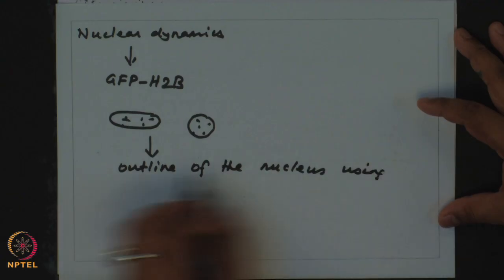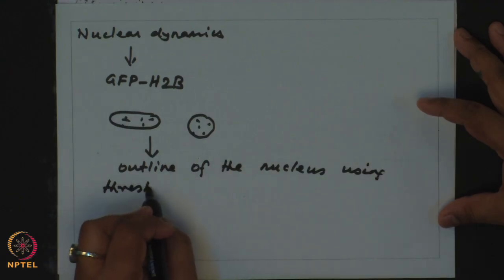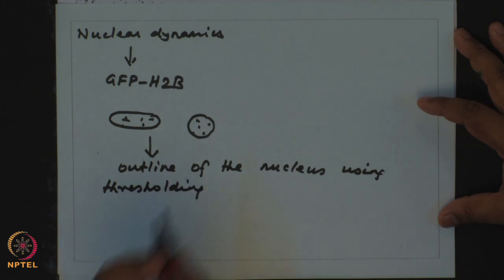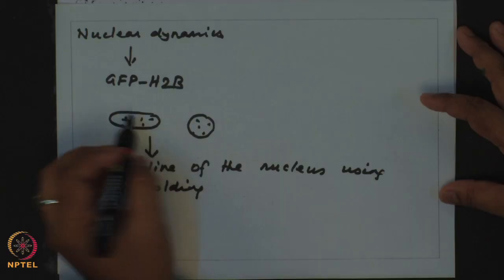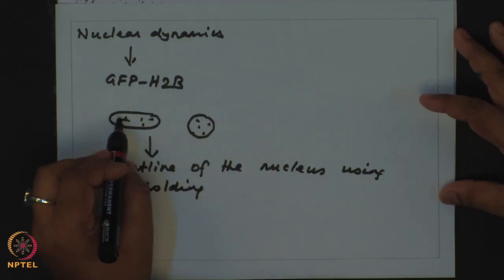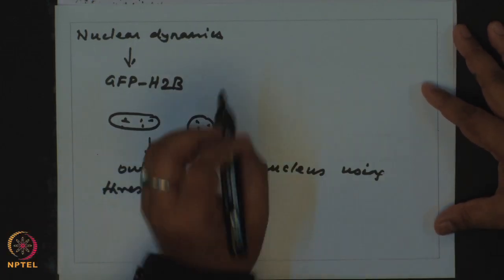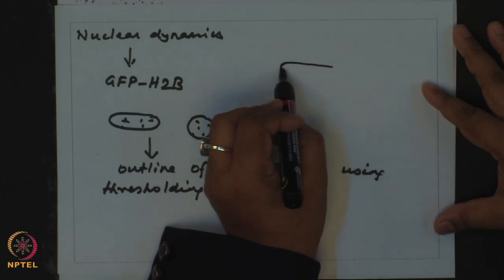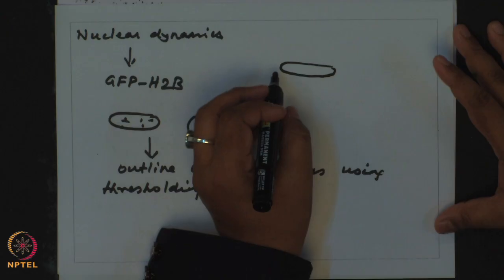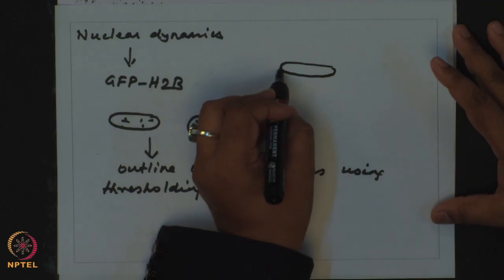Using thresholding. Okay. And they asked how these shapes change as a function of time. Okay. So, as a consequence, if this was a geometry at one given time instant, you can track.